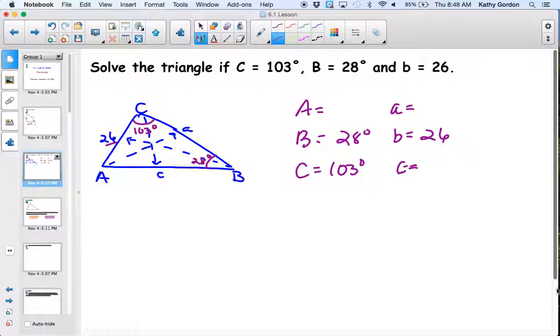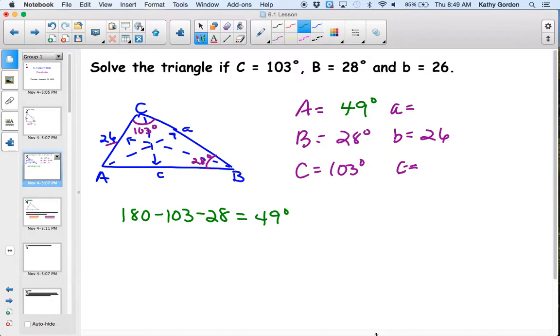What would maybe be the easiest thing to find first? Capital A. So how am I going to find capital A? Subtract 103 and 28 from 180. Because any triangle has to have 180 degrees total for its angles. So if I know 2 of them, I should be able to find the third one by subtracting. And what does that end up being? 49. Okay, so there's my first piece.